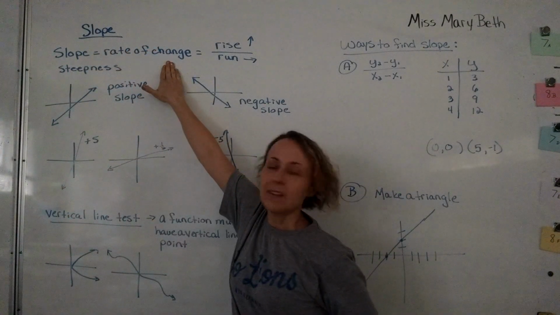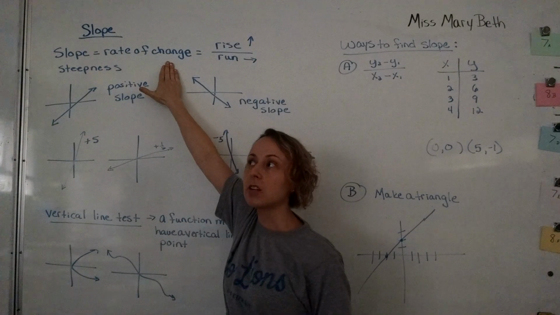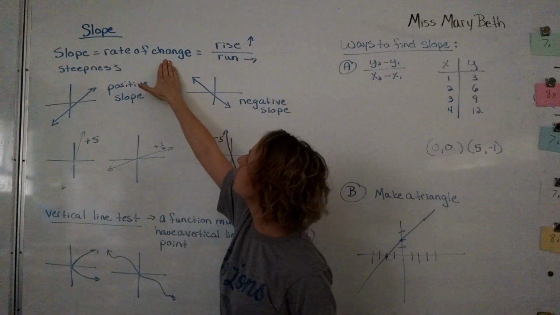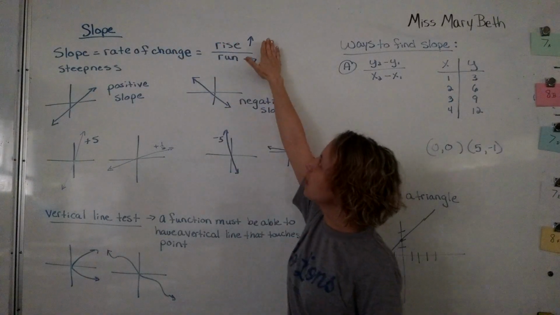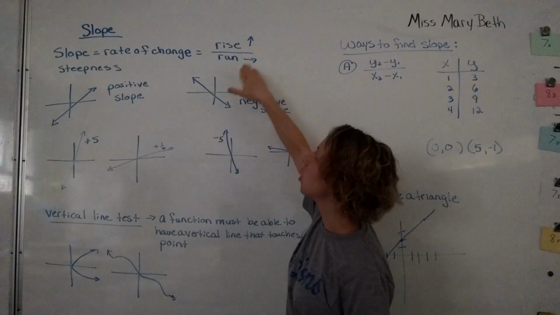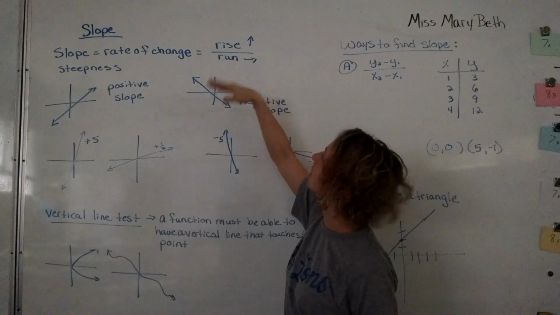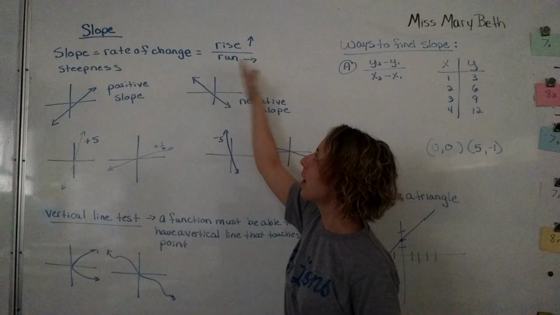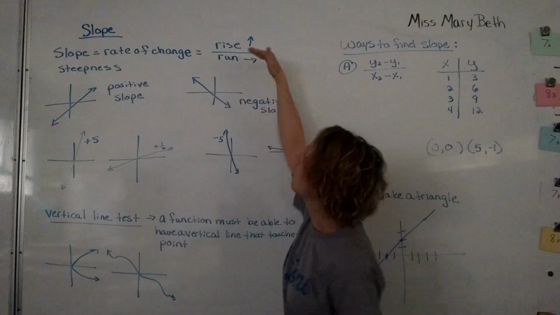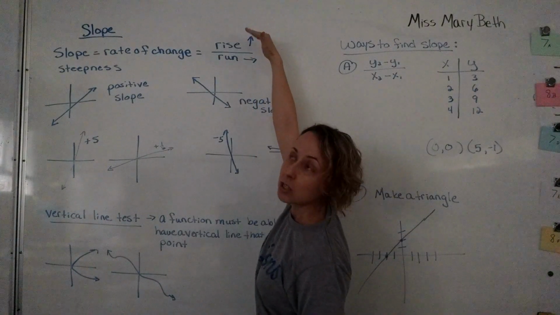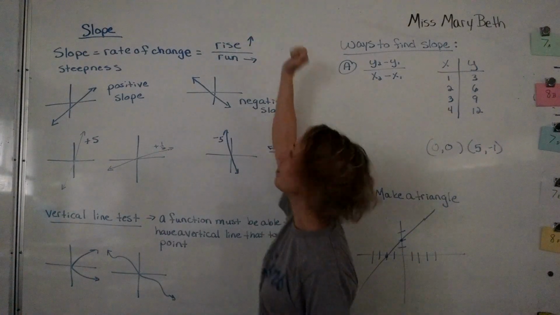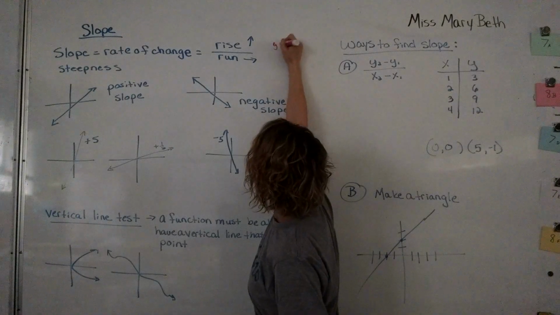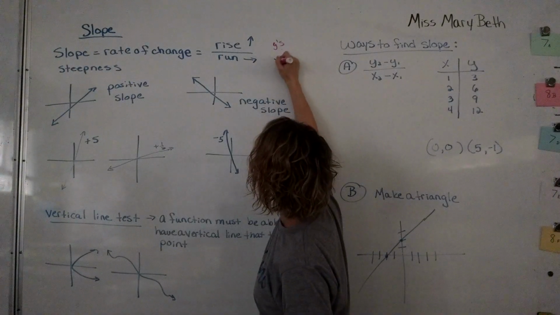Slope, in 7th grade you might have heard of it called the rate of change, or the unit rate, or sometimes the constant of proportionality, depending on which lesson you went through. Slope is the rise over the run, which means it's how far up or down a line goes, divided by how far side to side. Remember, rise is our y values, run is our x values. So we can think of this as our y's, and this one is our x's.